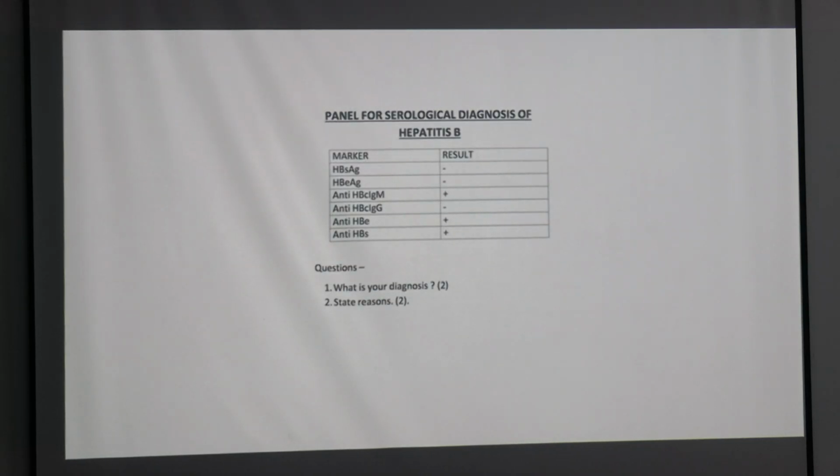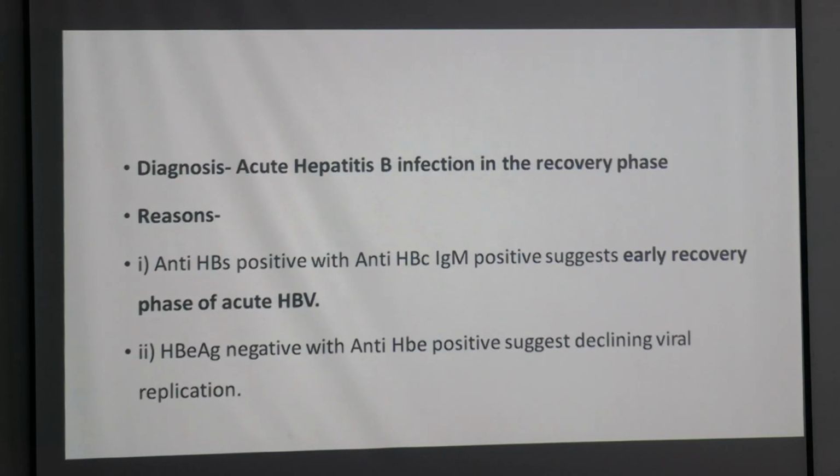Next, anti-HBc IgM present, anti-HBe present and anti-HBs present. Immune না, এটা রিকভারি ফেজে আছে। Acute hepatitis B infection in the recovery phase. ফার্স্টে হয়েছিল, এখন রিকভারিতে আছে। কেন বলা হলো? Anti-HBs positive with anti-HBc IgM positive suggests early recovery phase of acute hepatitis B virus infection. আর HBe antigen negative with anti-HBe positive suggests declining viral infection.